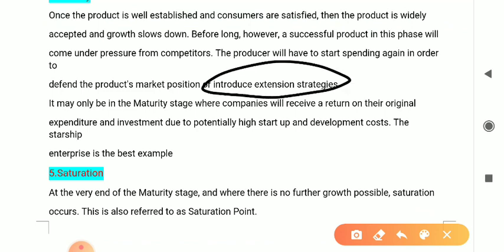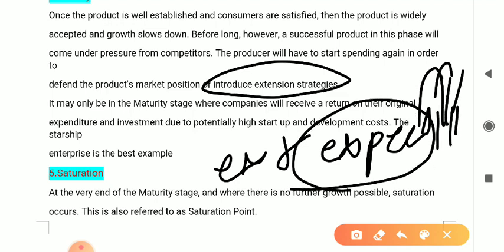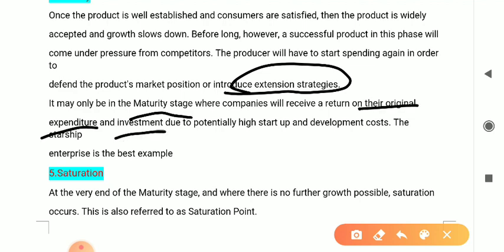Nowadays in the market you need to extend, because every time there will be some competitors, and the expectation level of customers is different every time. So you need to satisfy the expectation level of the customers, right? So you need to do extension. It may only be in the maturity stage where companies will receive a return on their original expenditure and investment due to the potentially high startup and development costs.